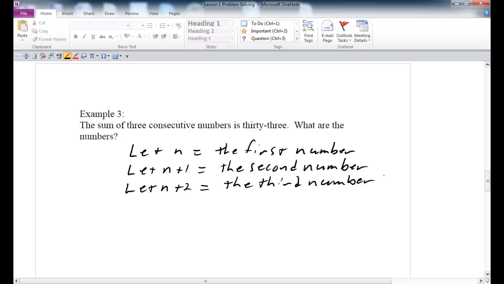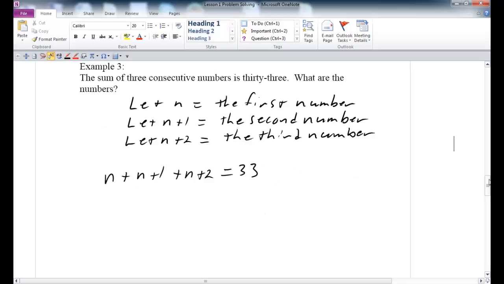So the sum of 3 consecutive numbers is 33. So the sum of these 3 numbers, n plus n plus 1 plus n plus 2, equals 33. And you can see by setting up these let statements, we've organized very well and given ourselves quite a simple algebraic equation to solve. Let's collect things up. If we collect up like terms, we get 3n plus 3 equals 33.